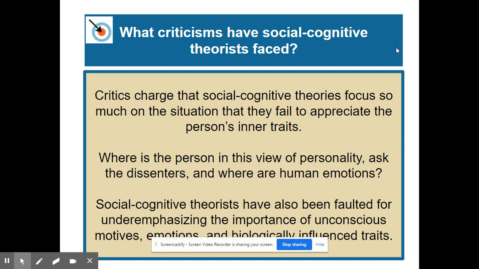The social cognitive theorists have also been faulted for underemphasizing the importance of unconscious motives. Remember, those are hidden and not in our conscious, so therefore we're not thinking about them. Or possibly we do think about them, and that changes the way that we behave.